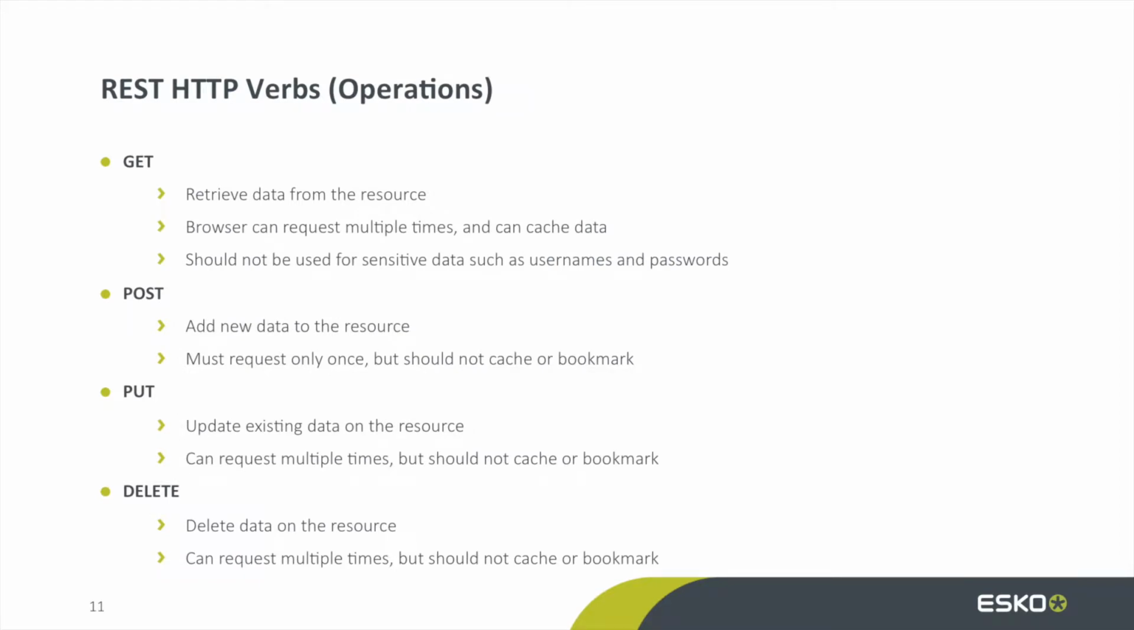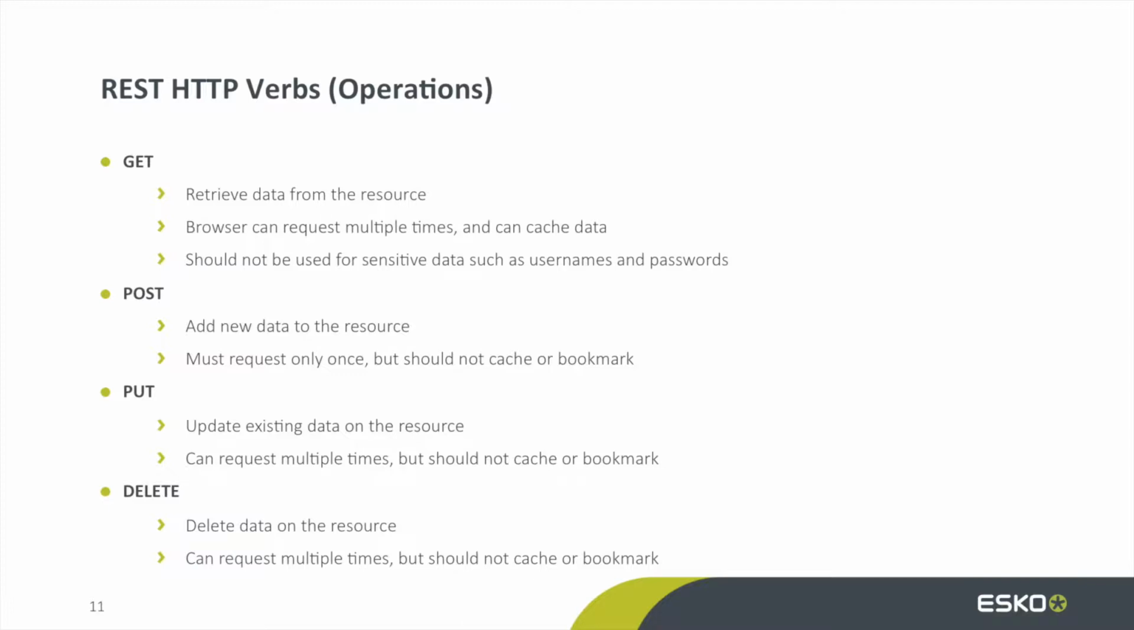So in order to perform these actions, we have 4 common verbs to get data. So we have our get verb, which will retrieve data from the resource. We can request this multiple times, and it will actually save data in the cache. You should not use this if you're looking to get sensitive data such as username and passwords.